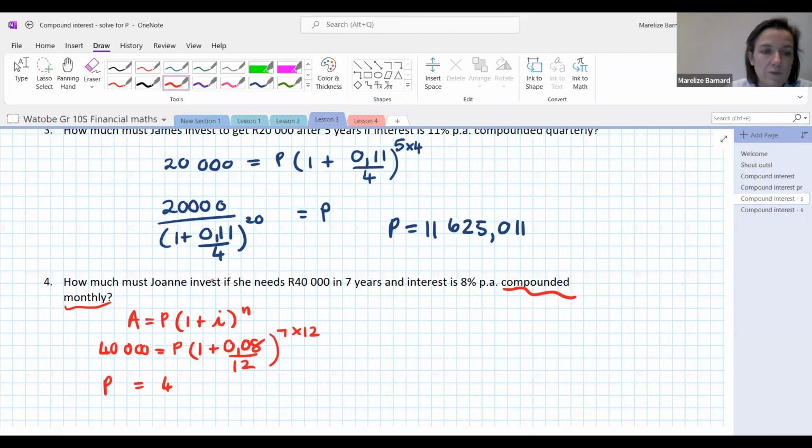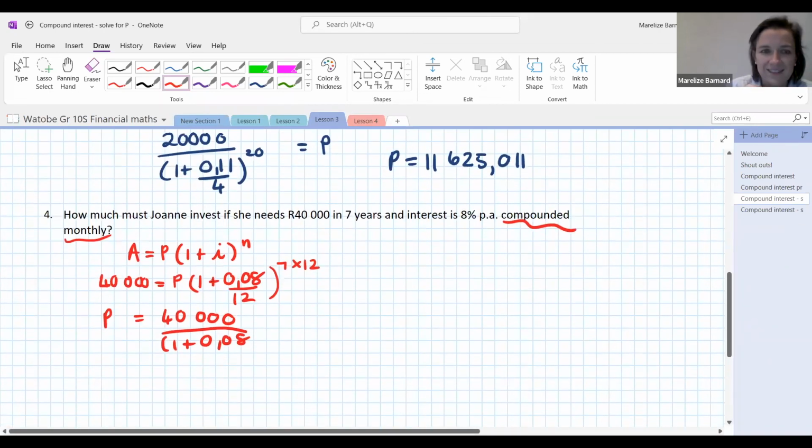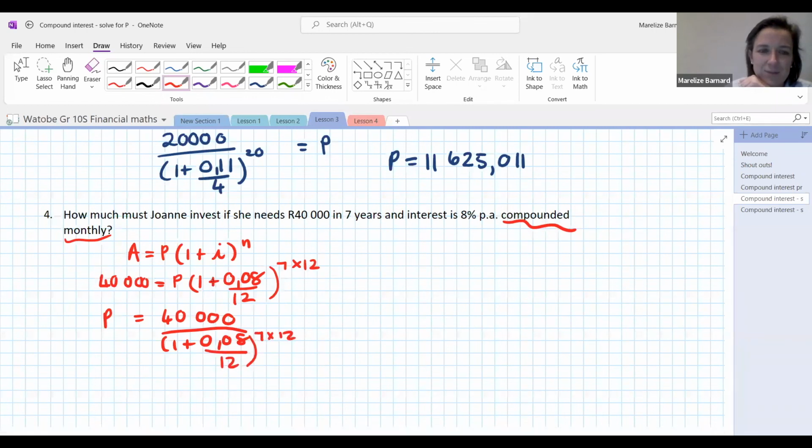So P will be 40 divided by that bracket, and let's see which one of you wins the prize this evening. I'm joking, there's no prize, sorry. Just bragging rights, that's all.